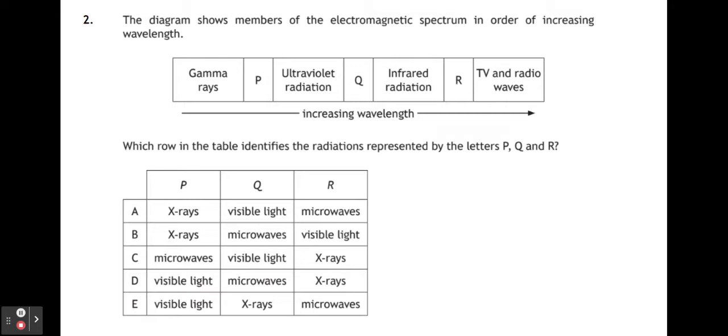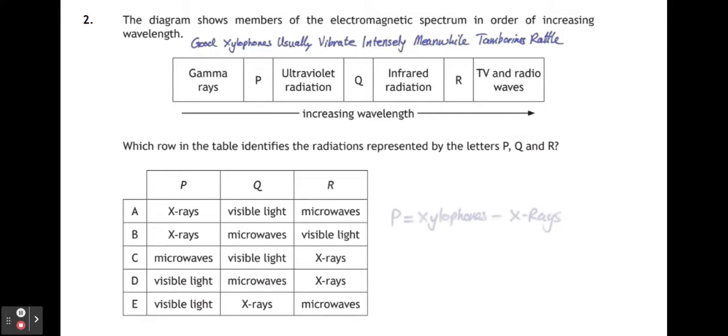All right, let's figure this out. So again, I think of my mnemonic. Good xylophones usually vibrate intensely, meanwhile tambourines rattle. And then I try and match these up with the parts of the spectrum shown there. So good is gamma rays. P lines up with xylophones. Xylophones is X-rays. Then we've got ultraviolet radiation, usually.